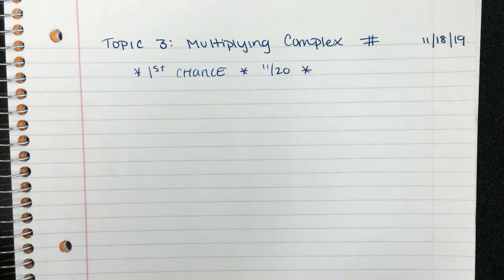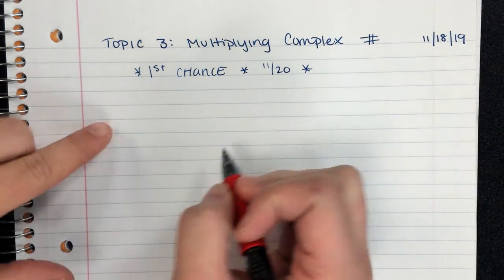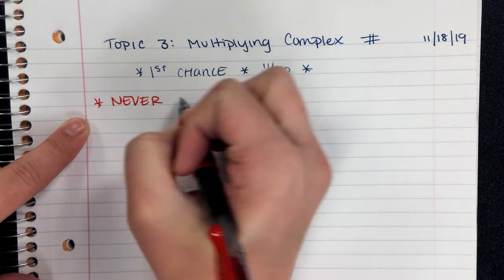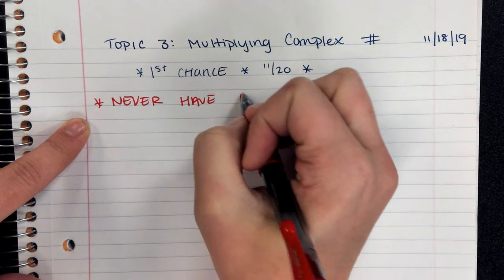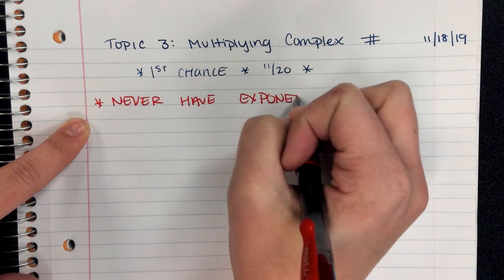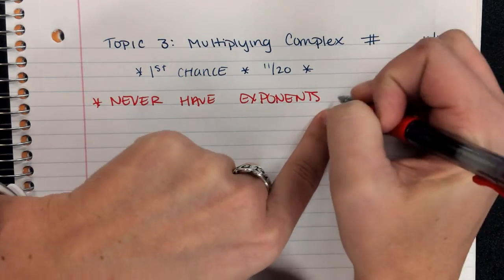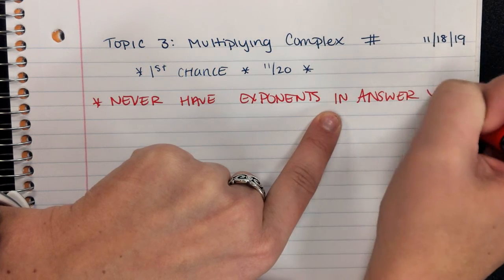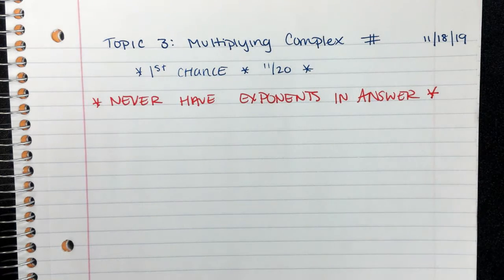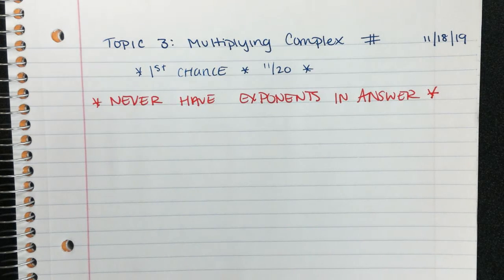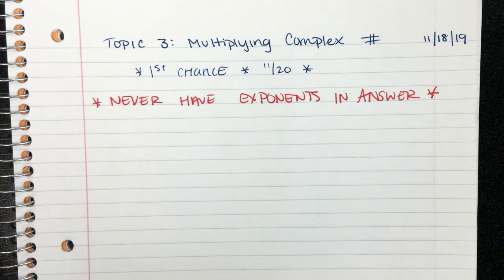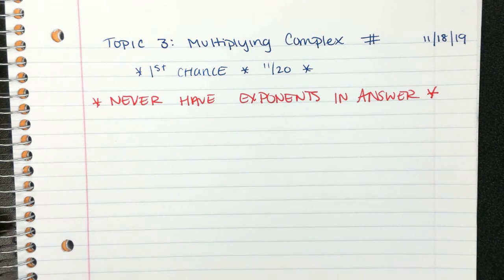Alright, so here's the most important thing when multiplying a complex number. You can never have exponents in your answer. And what I mean by that is with the letter i. All other letters, it doesn't matter. But this one, it does. You cannot have i squared. So you can never have exponents in your answer.